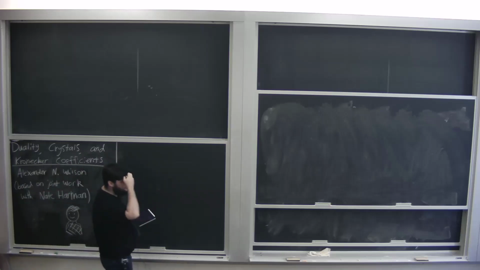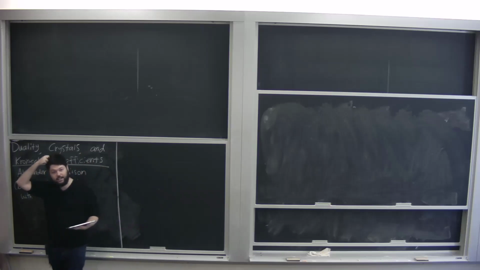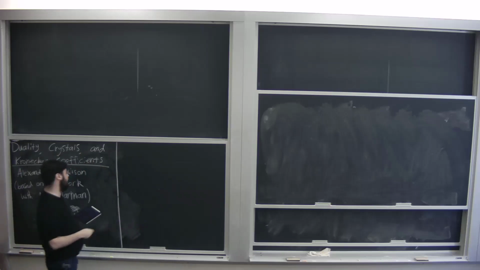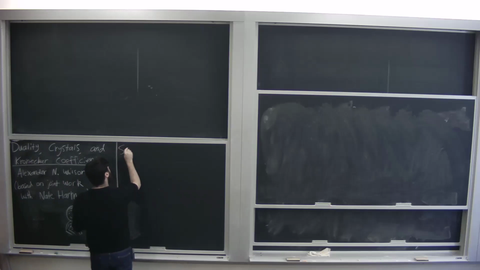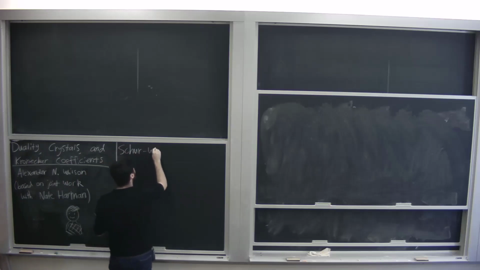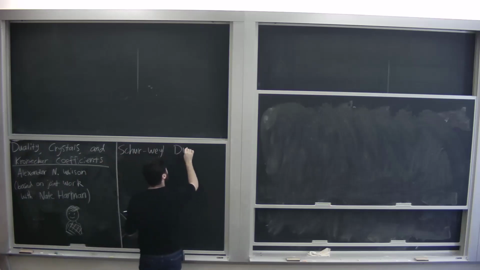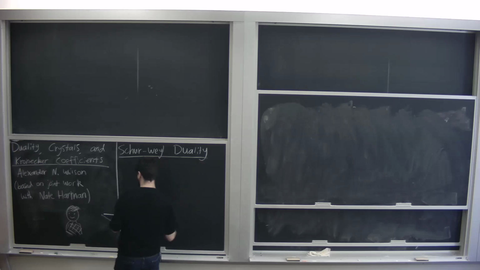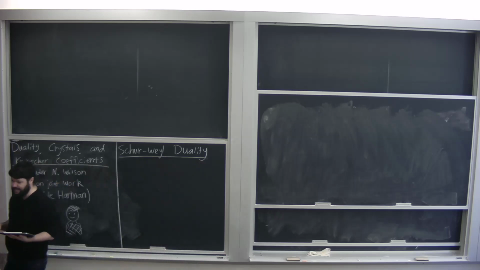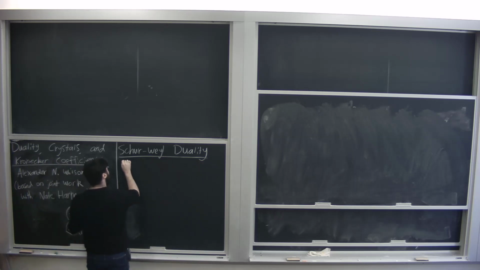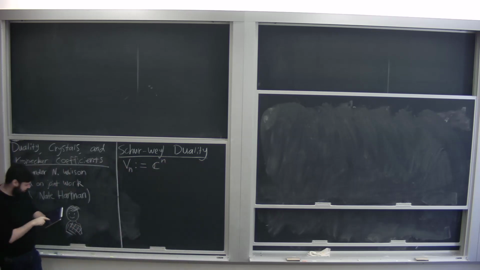So I want to start this story where I seem to often start my thinking, which is at Schur-Weyl duality. And so roughly what this is, it's two different groups acting on the same space in a nice way. So the space we're going to act on, I'm going to abbreviate V sub n for just some n-dimensional complex vector space.